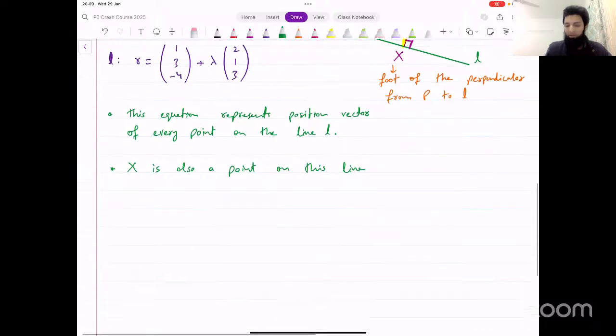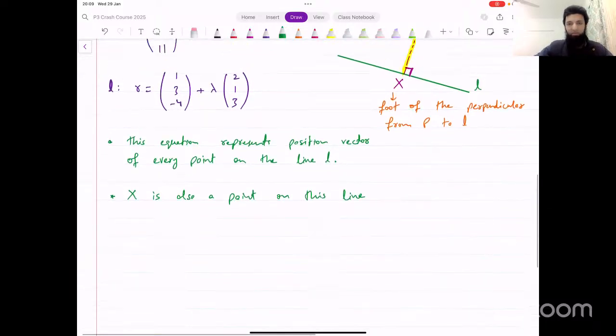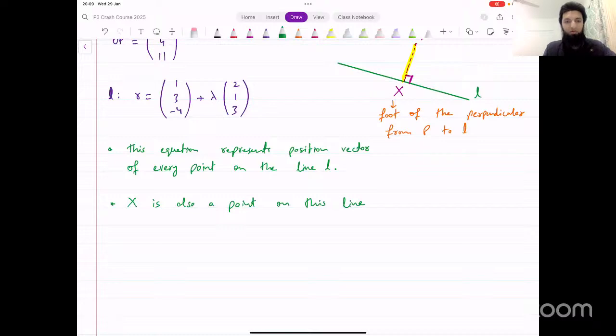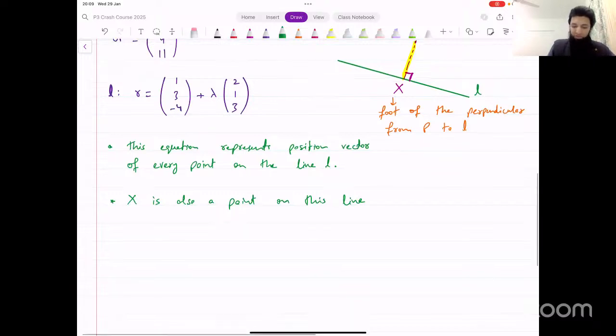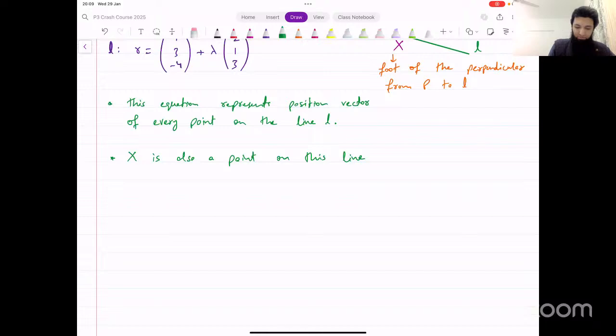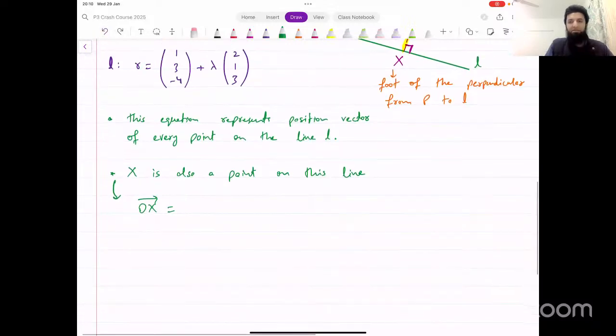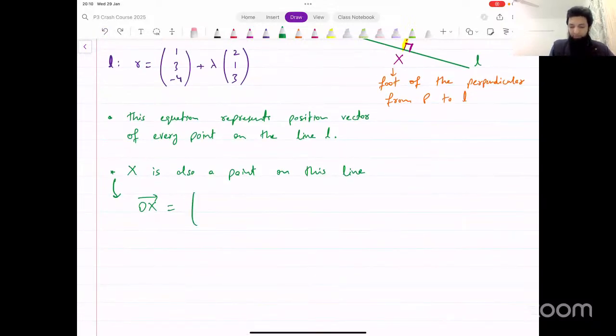Every single point in the line is represented by this equation. X is also a point on the line. So what should be the position vector of X then? We can say that it is the same as the equation of the line. If we write this in simplified form, that will become (1 plus 2 lambda, 3 plus lambda, -4 plus 3 lambda). That is the position vector of the point X, right? We just don't know what the value of lambda is going to be.